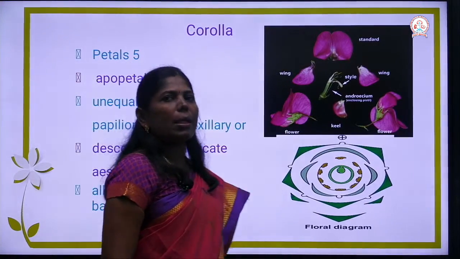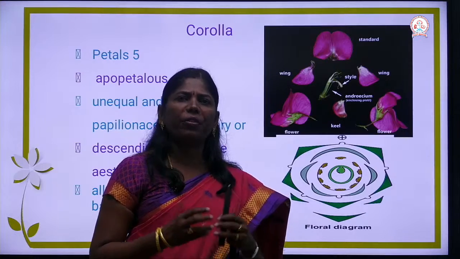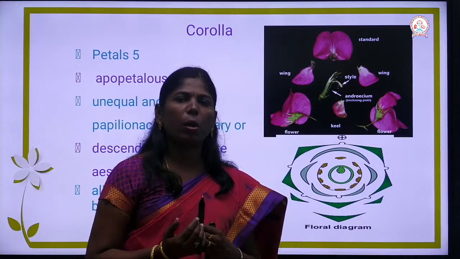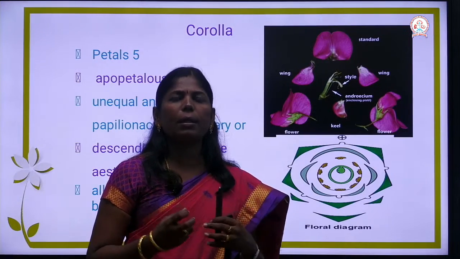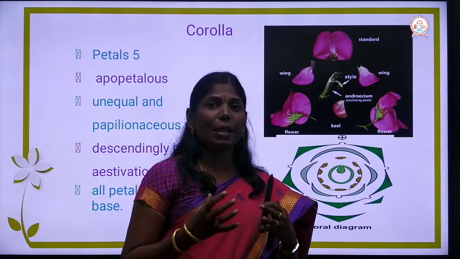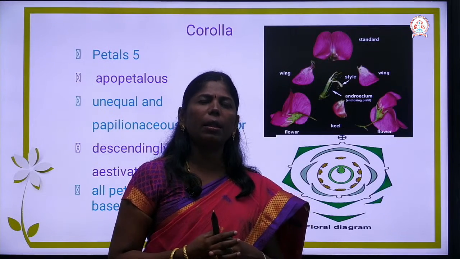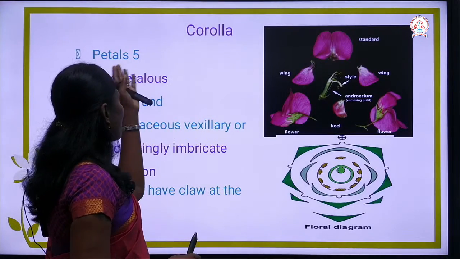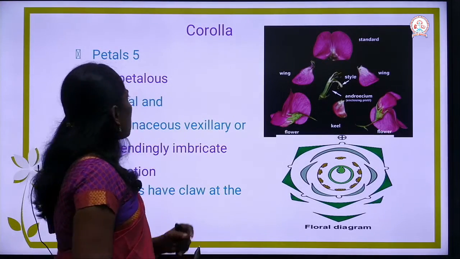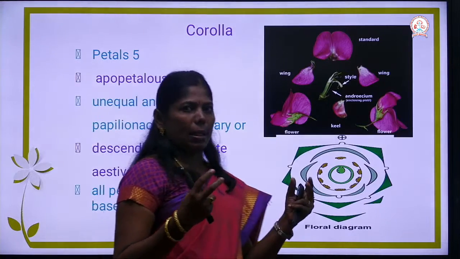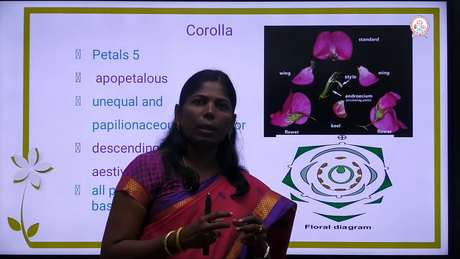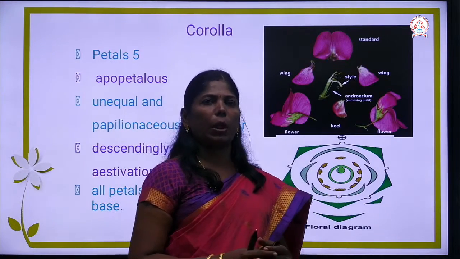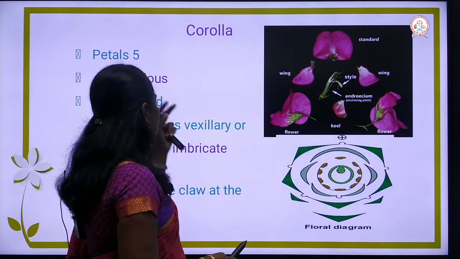Okay, so the corolla is the brightly colored whorl, different colors. So the corolla is the petals, a number of petals together forming a corolla. The petals attract the insects for pollination, cross pollination occurs with the help of insects. So how many petals are here? It has 5 petals. All the petals are apopetalous, that is, not fused to one another, they are separated from one another.